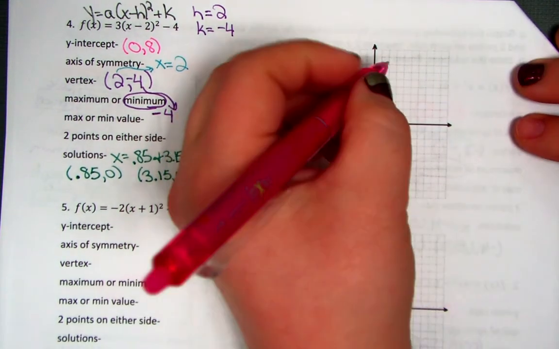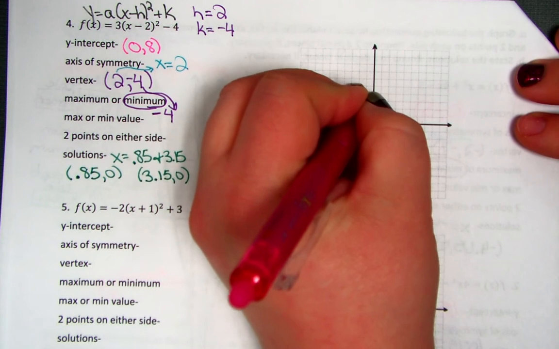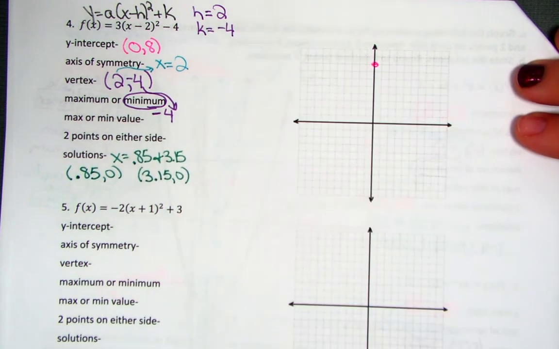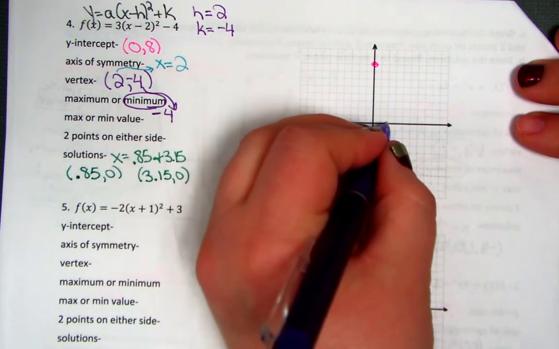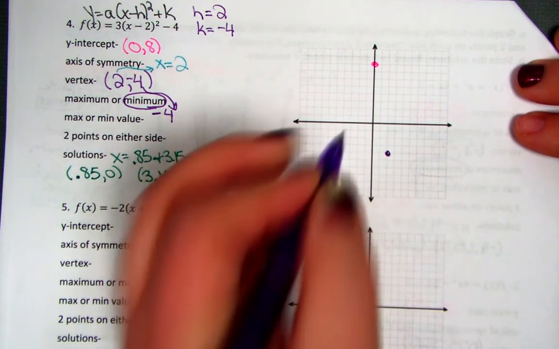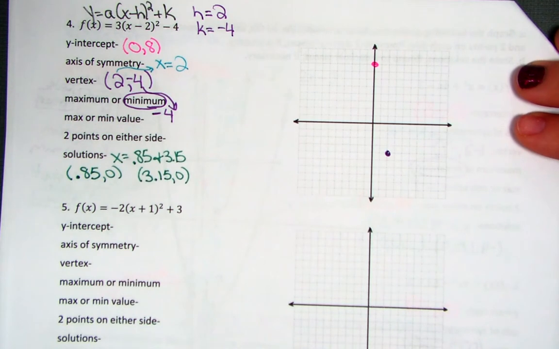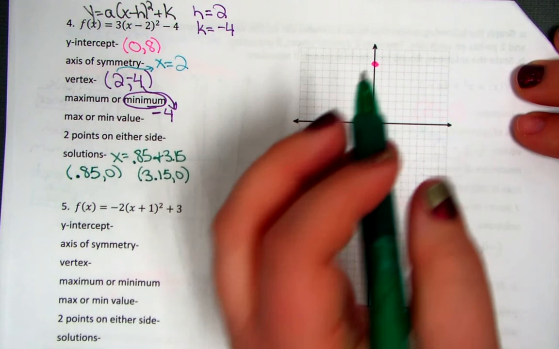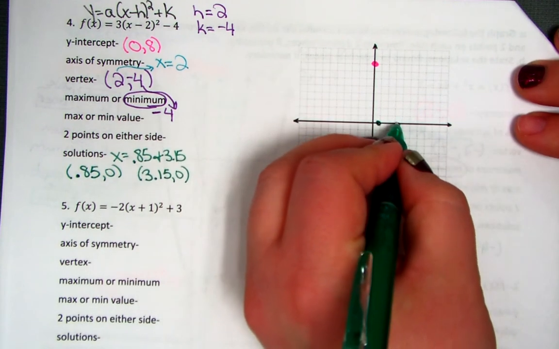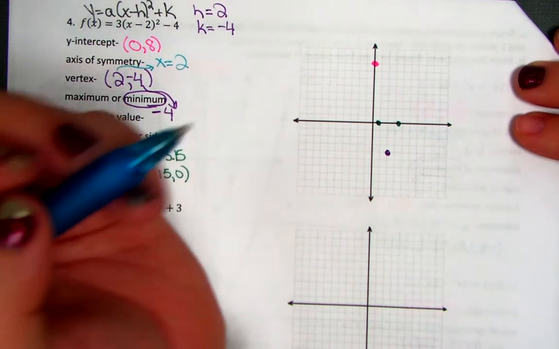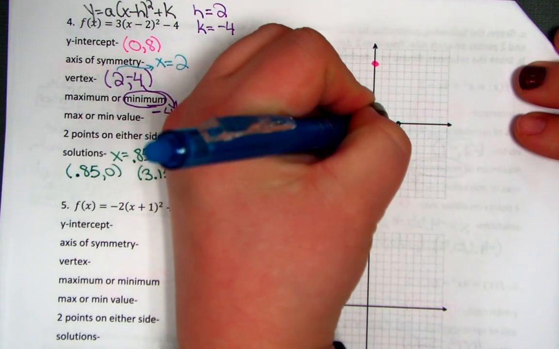So we have our y-intercept at 0, 8. Our vertex is at 2, negative 4. Our x-intercepts are at 0.85 and again at 3.15. And with the decimals, you just need to estimate as close as you can get. Our axis of symmetry goes straight up through x equals 2.